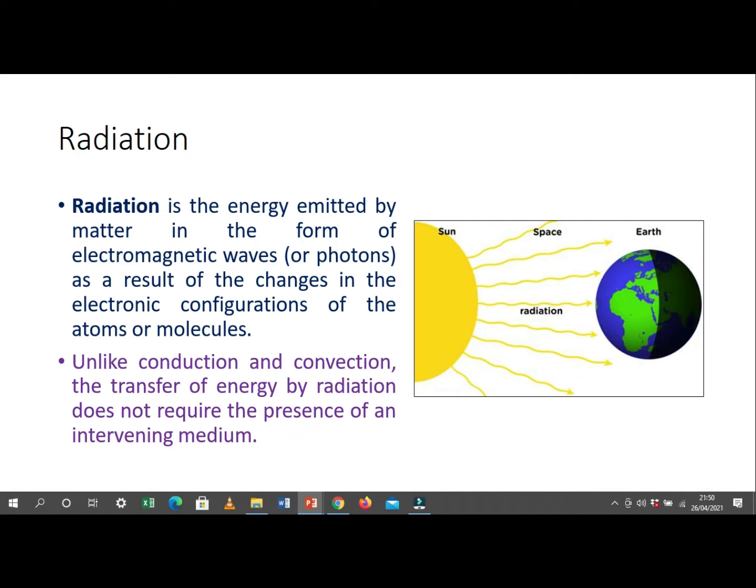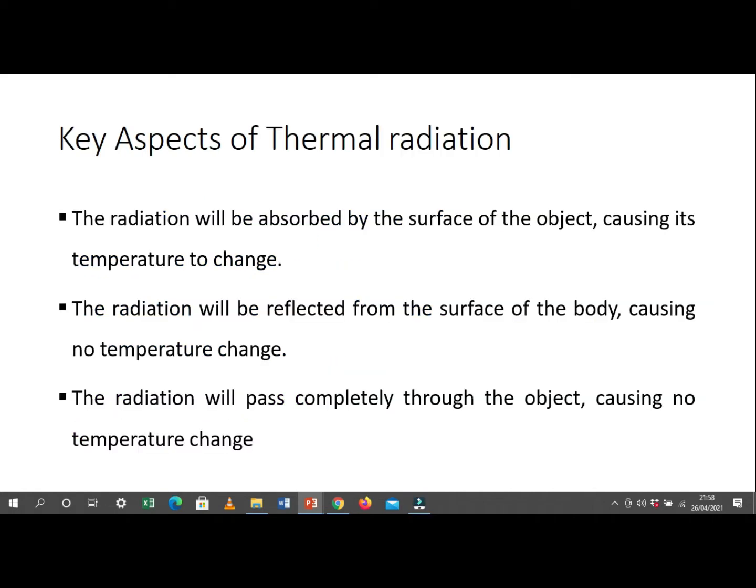It differs from other forms of electromagnetic radiation such as X-rays, gamma rays, microwaves, and radio waves that are not related to temperature. All bodies at a temperature above absolute zero emit thermal radiation. Here is the classic example of thermal radiation, which is the transfer of heat from the sun to the Earth's surface by the radiation process.